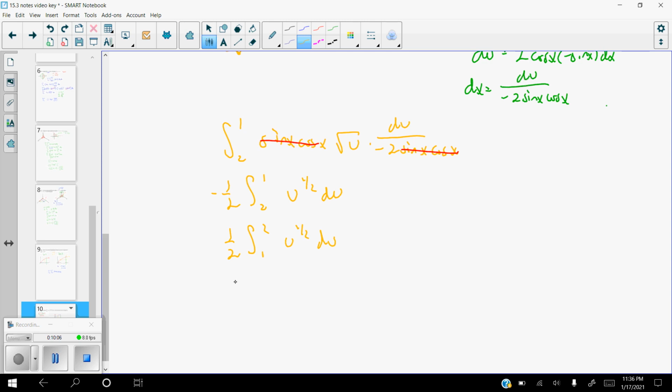All right, so the antiderivative is going to give us, let's see, that's u to the 3/2, so we multiply by 2/3 and evaluate from 1 to 2. That's going to be 1/3 on the outside, 2 to the 3/2 minus 1 to the 3/2, which is 1, and I think that is plenty good enough for that problem. I don't feel like simplifying it any further. We are done.